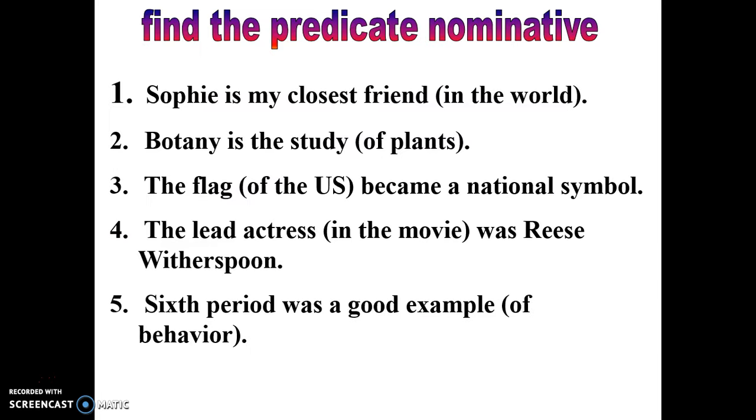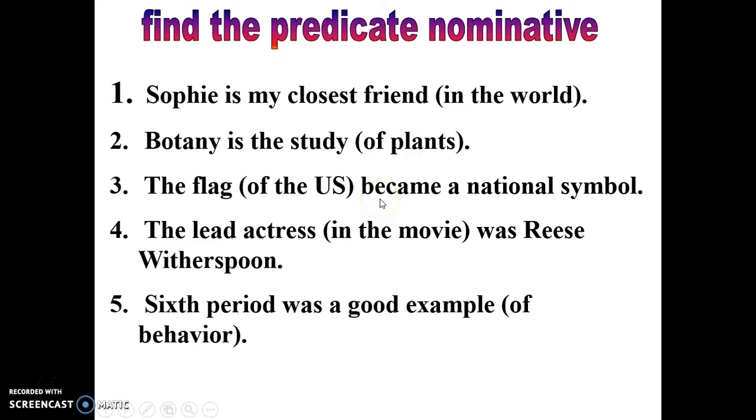Okay, here are some sentences that you can practice with. Sophie is my closest friend in the world. Notice I put parentheses around the prepositional phrase because nothing is in there that I need. Botany is the study of plants. Notice I put plants in parentheses. The flag of the U.S.